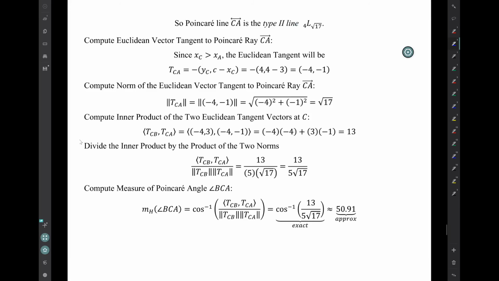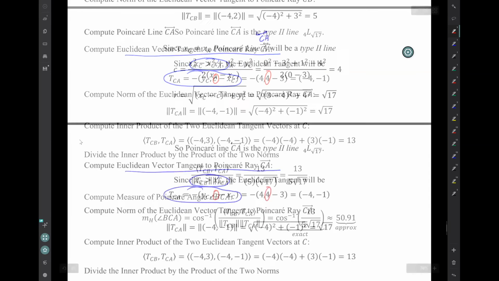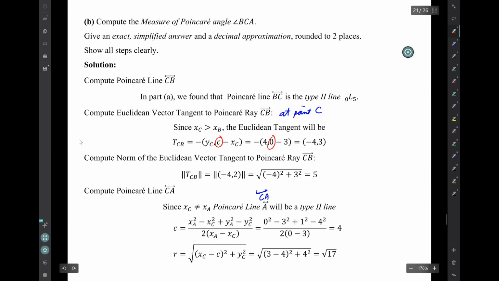Now we're going to compute the Euclidean tangent vector to Poincaré ray CA. Remember that I used that procedure that I set forth a few pages ago. I scrutinized the x-coordinates. Since xc is greater than xa, I use this formula for finding the tangent vector to Poincaré ray CA. The thing to notice though is that I am using the value of c that goes with line CA. That value of c is 4. The previous calculation used a value of c that was the number 0 because line CB had a value of c that was 0.